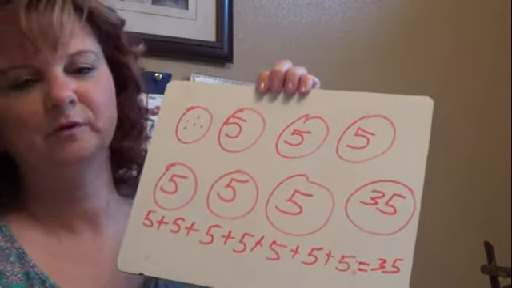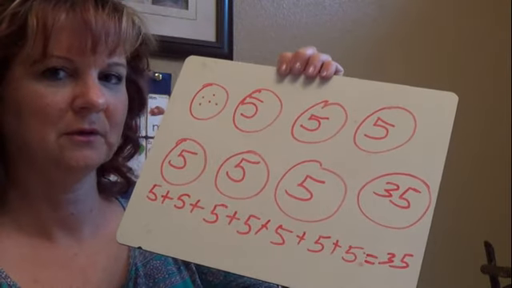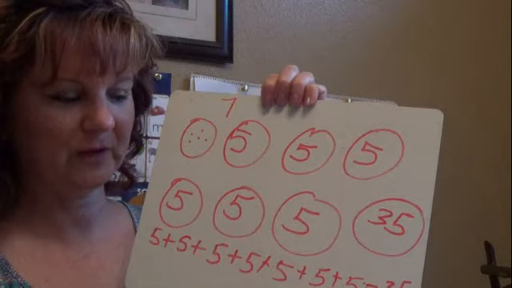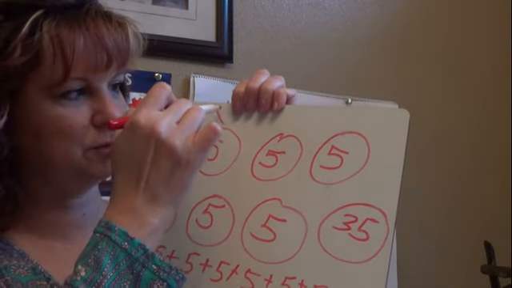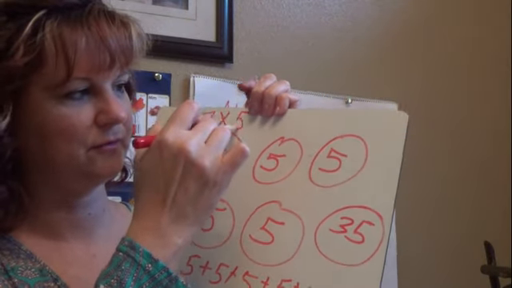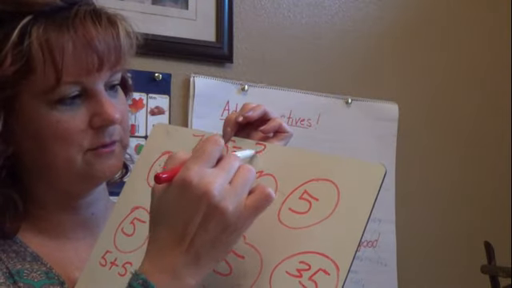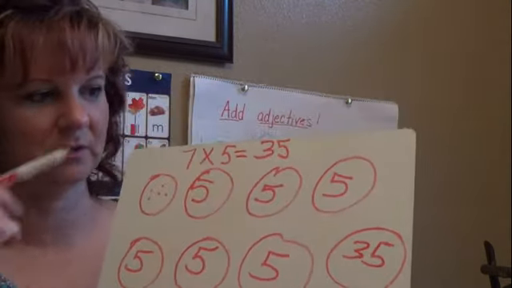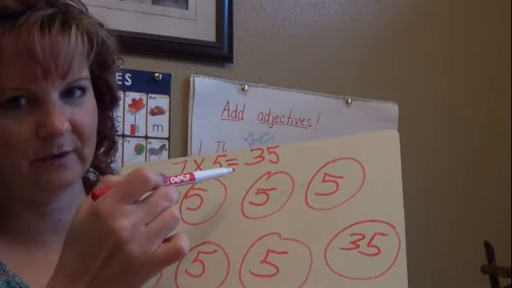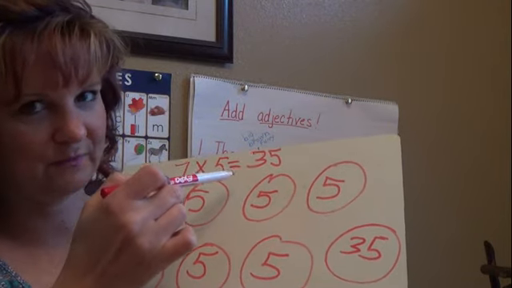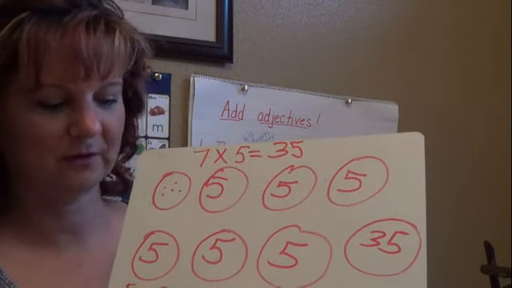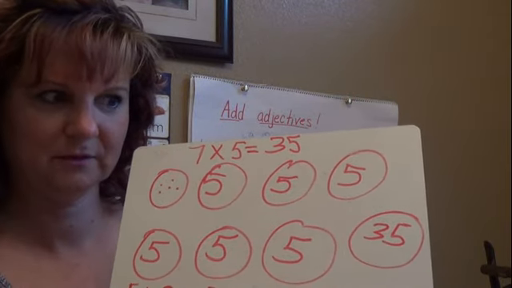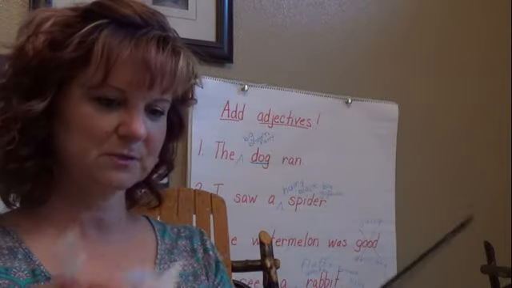What do you think? You remember the multiplication symbol? Yeah, you ready? 7 flowers or 7 groups of 5 equals 35. Look at you guys in first grade doing multiplication. 7 groups of 5 or 7 times 5 equals 35. 7 groups of 5 is 35. Good job. All right, erase it, Speedy, quick.